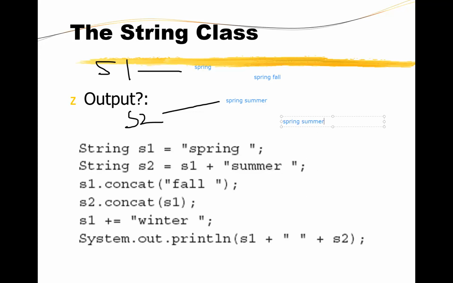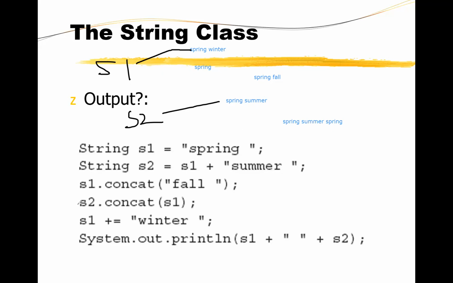And S2 dot concat S1. S1 is referring to spring, summer, spring. And S1 equals S1 plus winter. Now a new object is created, spring winter, and the reference should get updated, not to spring now, but spring winter. And you're going to print S1 and S2. S1 will print spring winter. S2 prints spring, summer, spring, winter, spring, summer. Yes, that's the output you're going to get.